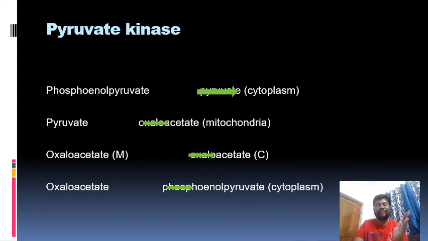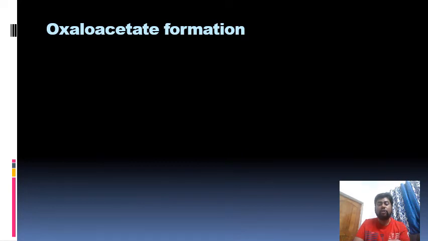The pyruvate should enter into the mitochondria. How will this happen? In the mitochondria we have a specific transporter called the pyruvate transporter, which will allow the pyruvate to enter from the cytoplasm into the mitochondria. Once it enters the mitochondria, it will be converted to oxaloacetate.